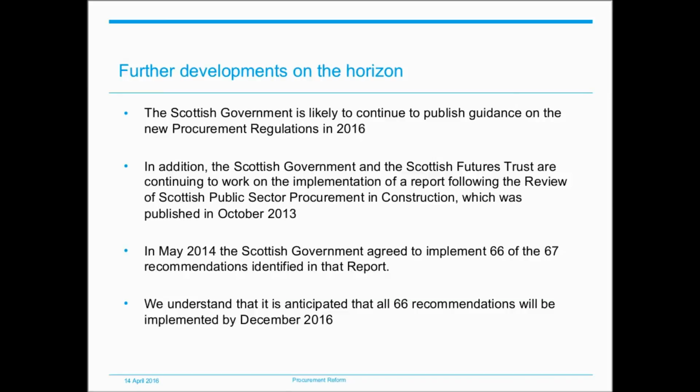In May 2014, the Scottish Government agreed to implement 66 of the 67 recommendations identified in that report, and the one recommendation that was not being implemented was the appointment of a Chief Construction Advisor. Implementation of those recommendations is stated to be split between the Scottish Government and the Scottish Futures Trust, and we understand that it is anticipated that the 66 recommendations that are to be implemented will be implemented by December 2016. For further information on that, there are details available on the Scottish Government's website.